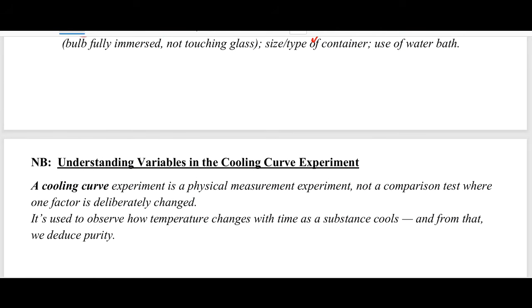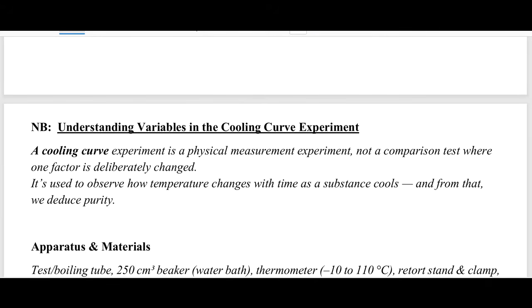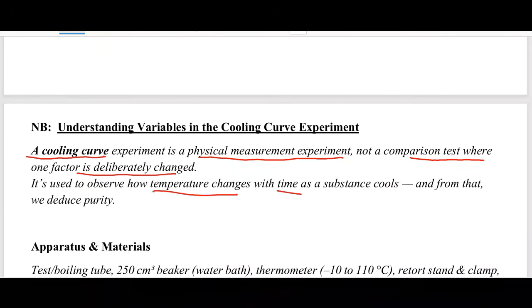Okay, now there's an NB here which I put: understanding variables in cooling curve experiment. So when we are talking about the variables in cooling curve experiment, we need to know what a cooling curve is. So we're saying that a cooling curve experiment is a physical measurement experiment, not a comparison test where one factor is deliberately changed. So it's used to observe how temperature changes with time as a substance cools, and from that we deduce the purity.